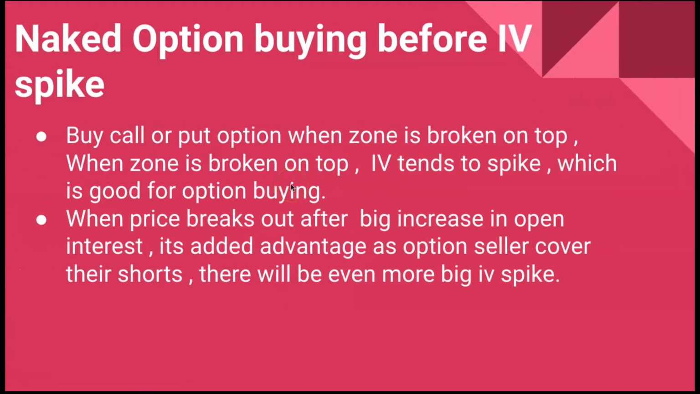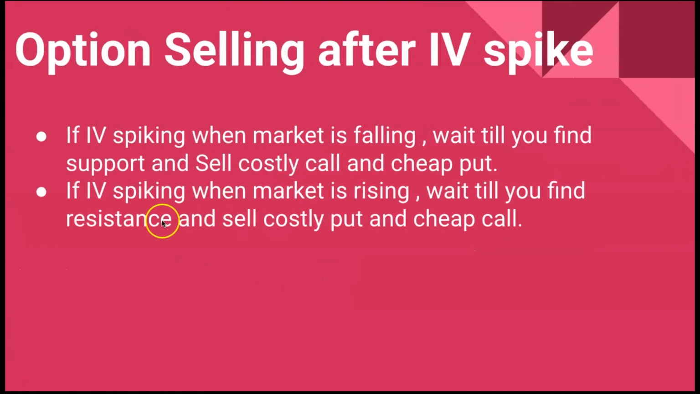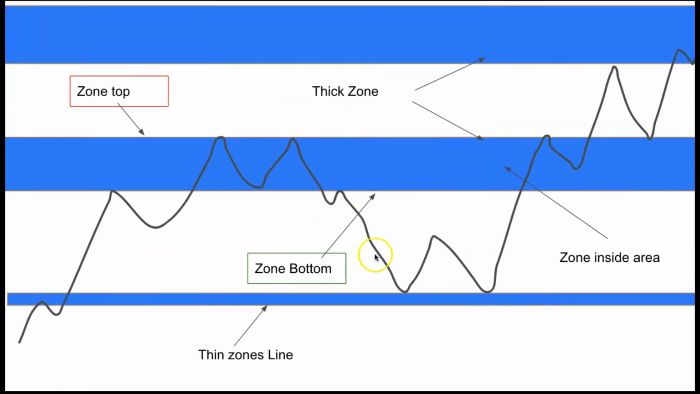So yeah, now let's go on to the final strategy, that is option selling after the IV spike. In this strategy, we should monitor the delta neutral IV of Nifty and Bank Nifty, and we should wait for the IV to spike. If the IV is spiking when the market is falling, we should wait till the price finds support. For example, here the market is falling, and if the price is reaching some kind of zone or some kind of price action, this is where you should take your entry.